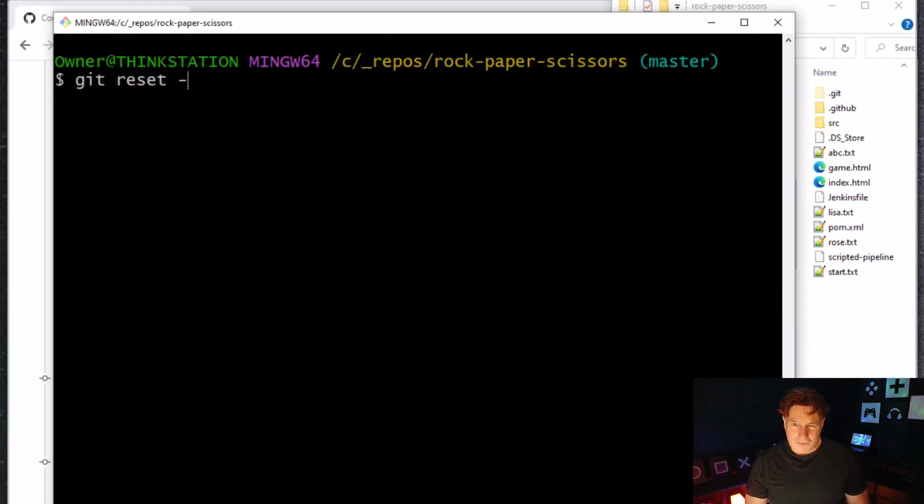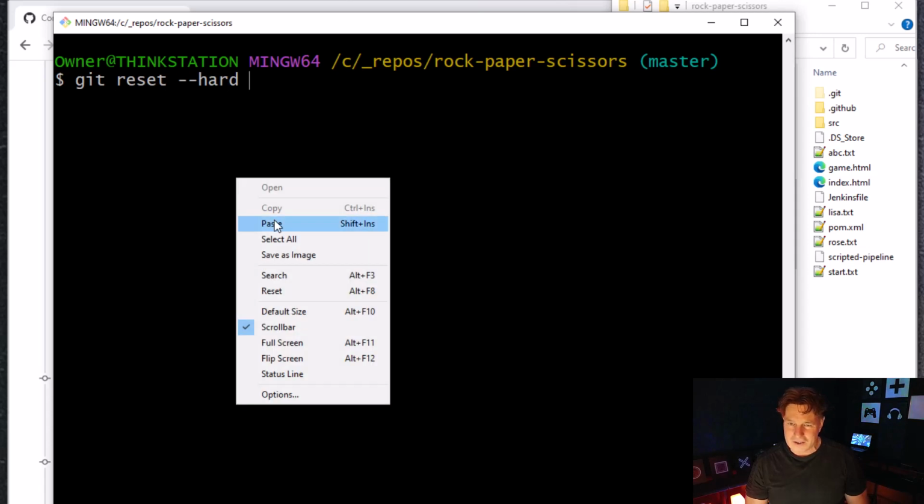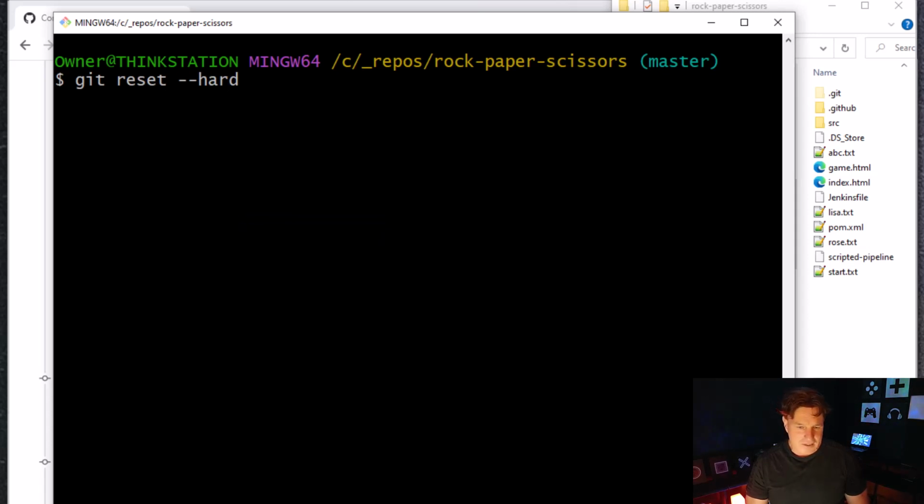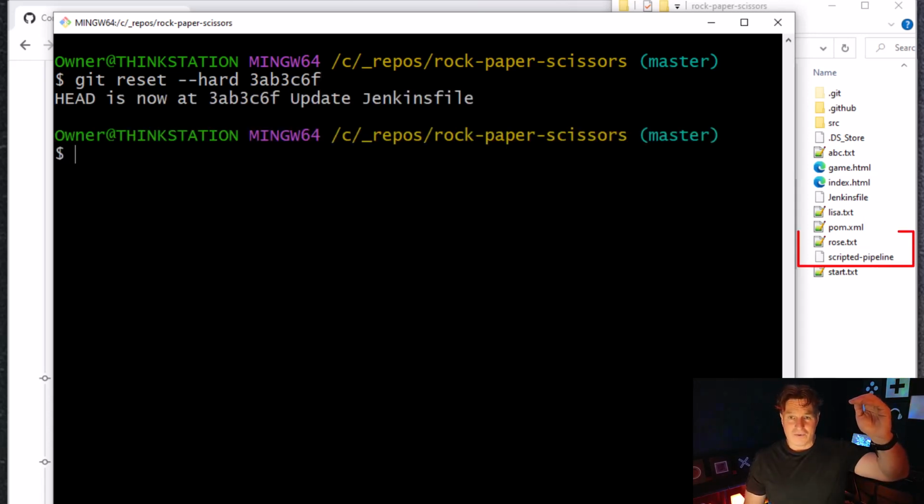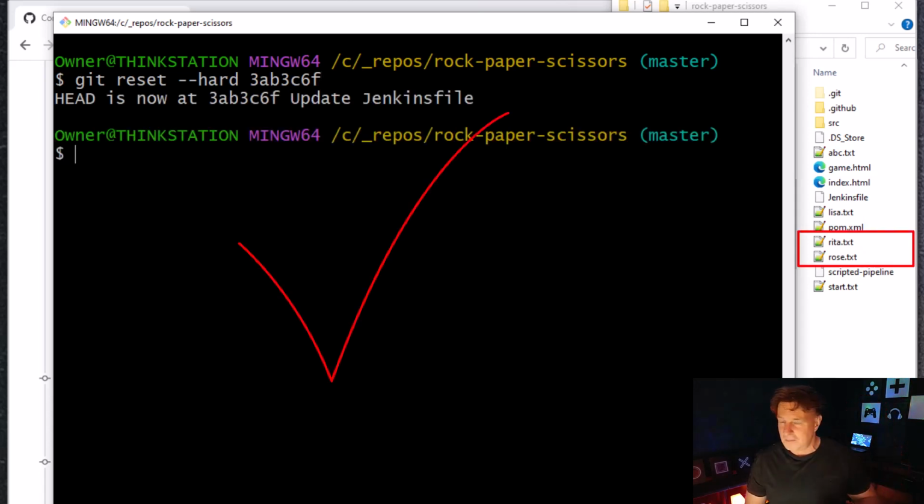I'm going to do a git reset. I'm going to do it hard again because I just like doing a hard reset. And I'm going to reset back to 3AB3C6F, and that's the start of the repository. That's the original commit. And you can see that brings back rows.txt and rita.txt.